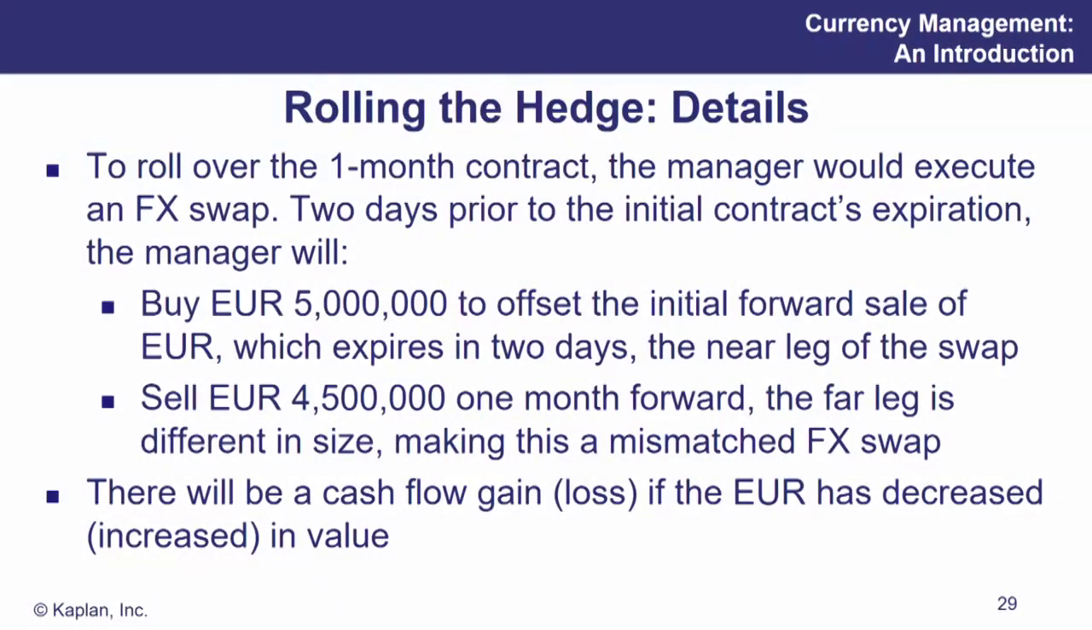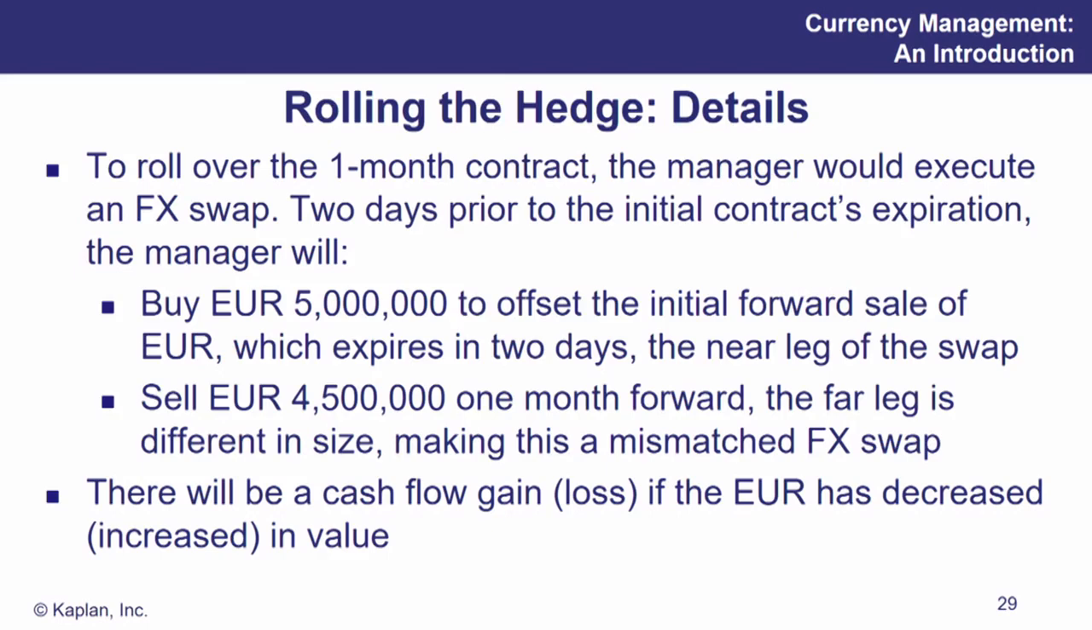Now, let's say we're rolling the hedge here, okay? So we've come to the end of that first 1 month contract. And so now what happens is that the manager would then want to execute a foreign exchange swap. So they basically want to exchange contracts to roll the hedge forward. In other words, continue it after the expiration of that first month's contract. So, because they sold 5 million euros forward, at the end of that first month, the first thing they're going to need to do 2 days before that contract expires is have an offsetting trade.